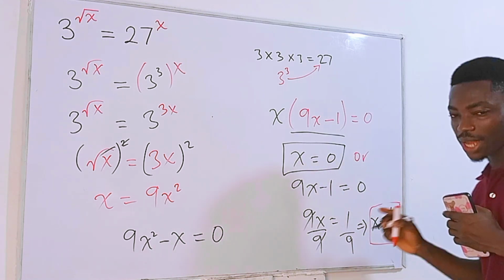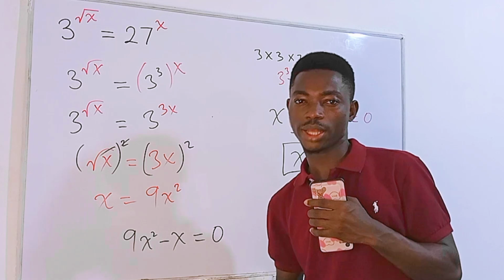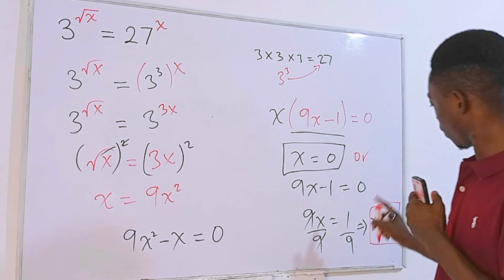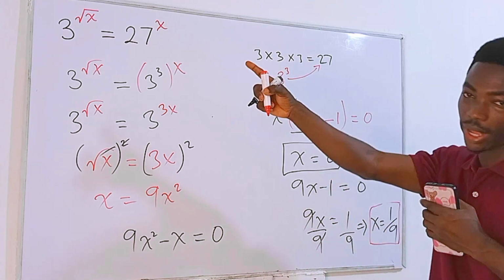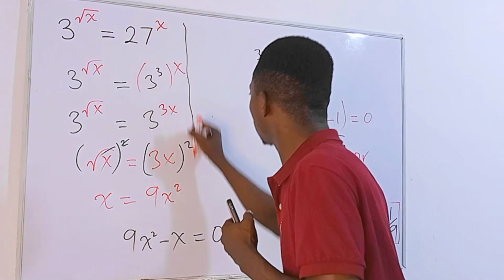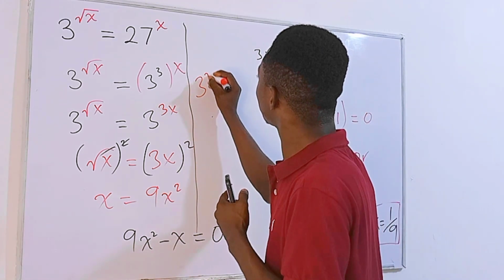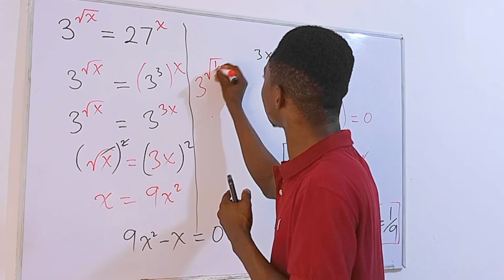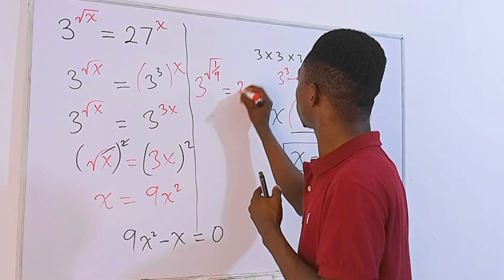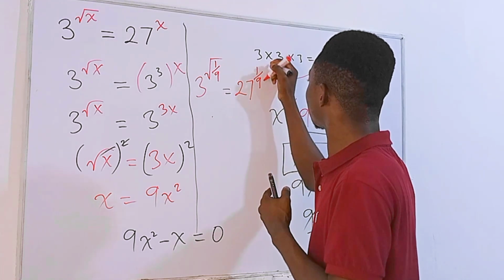But of course, if you get two answers like this, don't just go. Sometimes one of them will not work. So I just wanna check whether this right here, obviously 0, will work. But this right here, I don't know. So let's check it out. I'm gonna do it here really quick. We have 3 to the power square root of x, and now we know that x is just 1 over 9. Then the right hand side, we have 27 to the power 1 over 9.